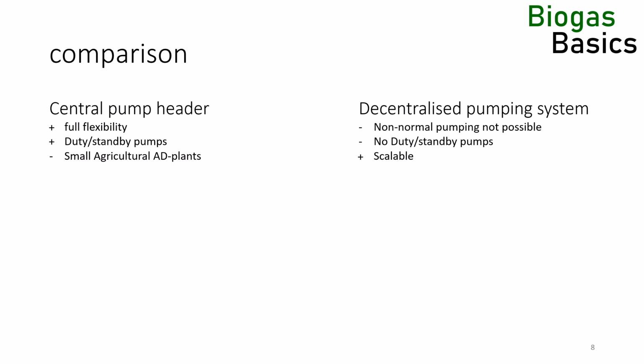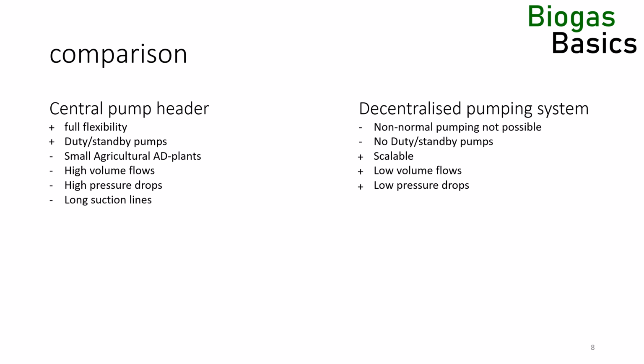The volume flows in the centralized pumping system are high compared to the decentralized system, and so are the velocities and the pressure drops in the pipe. The suction lines in a centralized pumping system can be very long and will most likely contain several high points that can accumulate gas. The suction lines in a decentralized pumping system are short and can be built without high points. Why is this a problem in a centralized pumping system?